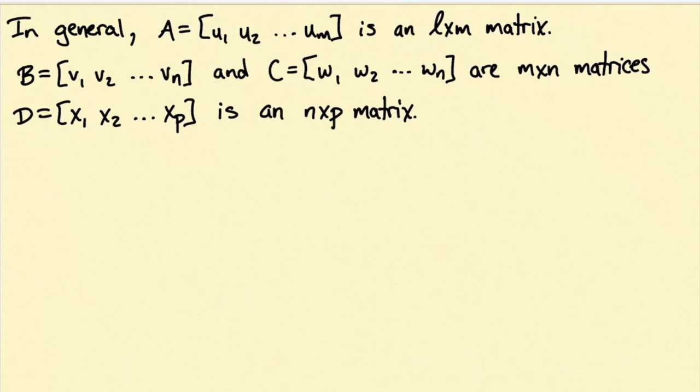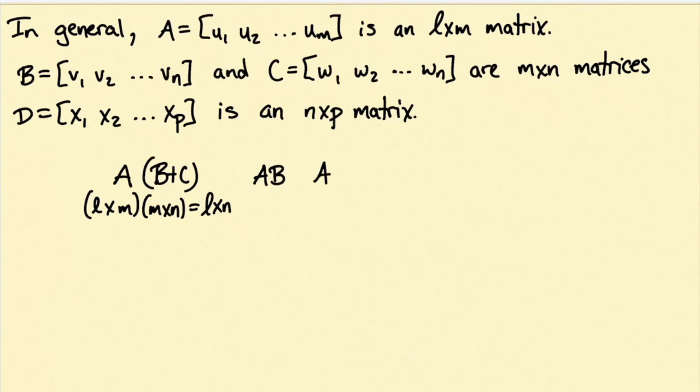We can add the two matrices B and C together. The result will be another M by N matrix. Since A is an L by M matrix, we can multiply this on the left by A. The result of this operation will be an L by N matrix. Similarly, we can multiply the matrices A and B together, as well as A and C. Those will also give us two L by N matrices, so we can add them together, and this will be the same as A times (B plus C).